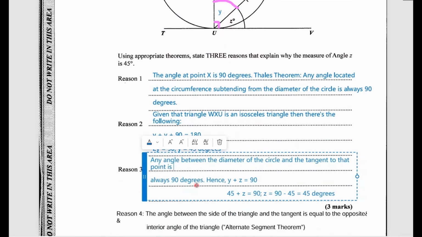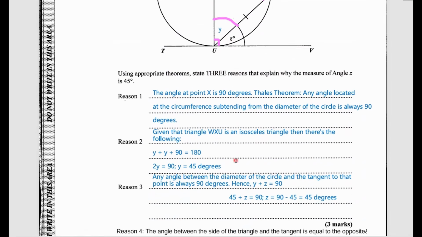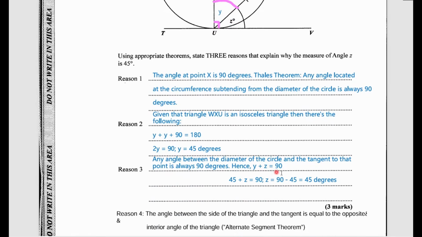So if Y is 45, and any angle between the diameter and tangent at that point is 90, then 90 minus 45 gives you back 45, which is Z. So Z is 45.